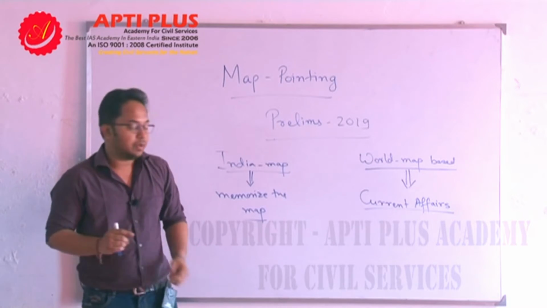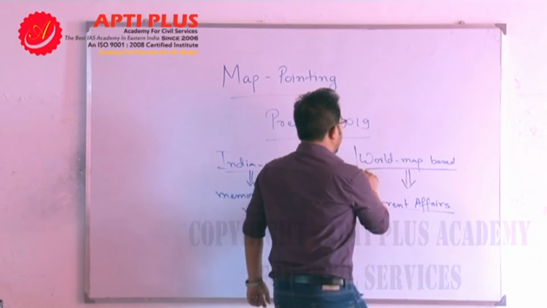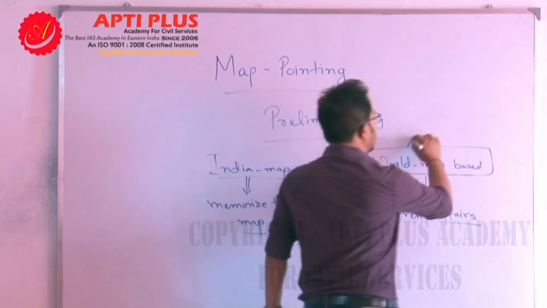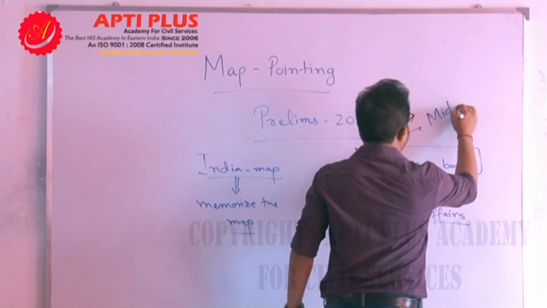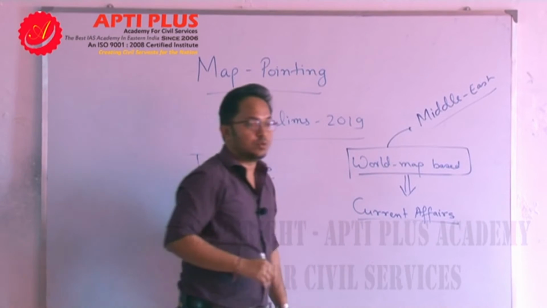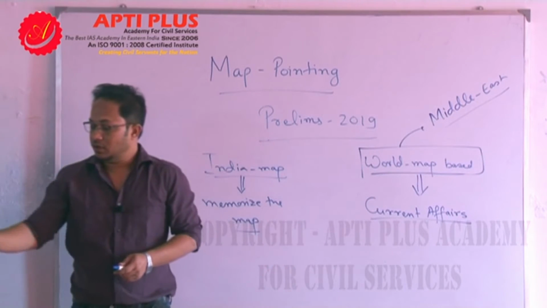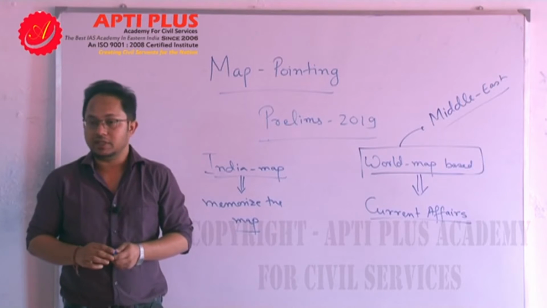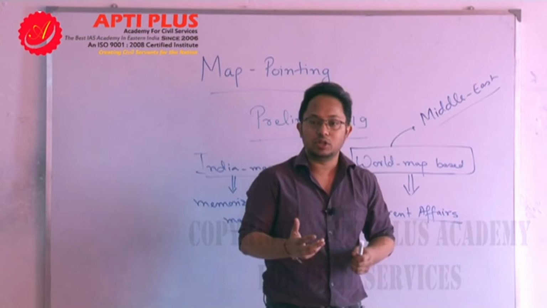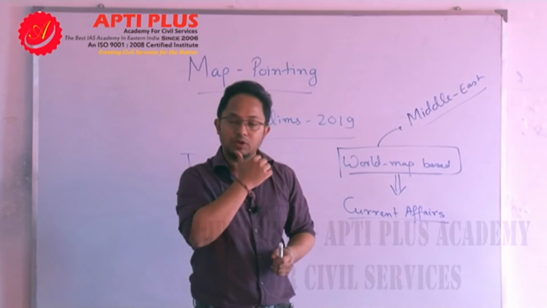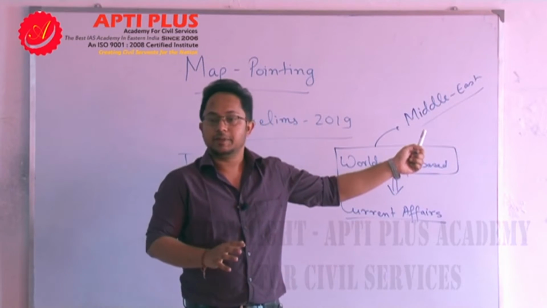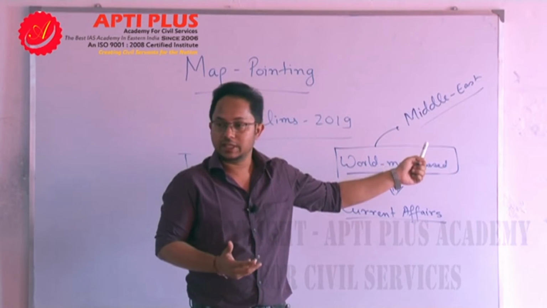In the case of the world map, the most important area in my opinion would be the Middle East. Every year you will get to see at least one question asked on the understanding of the map of the Middle East. So which country is bordering which country, or which country opens up to the Mediterranean Sea, such kinds of questions keep on coming, right? So please have a look at the Middle East properly, especially those areas where there are conflicts taking place.